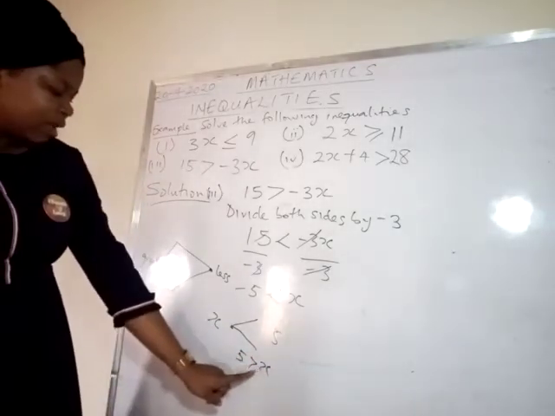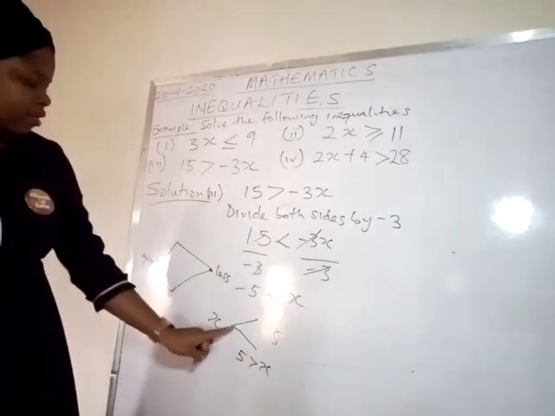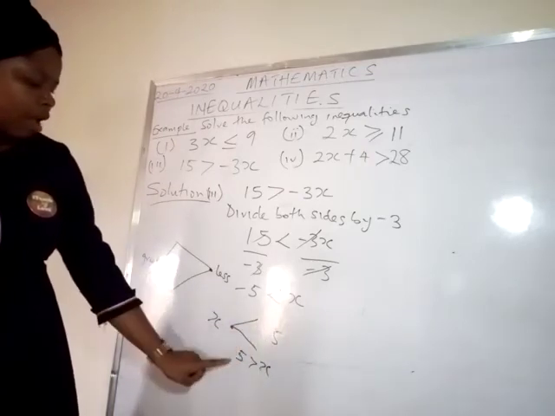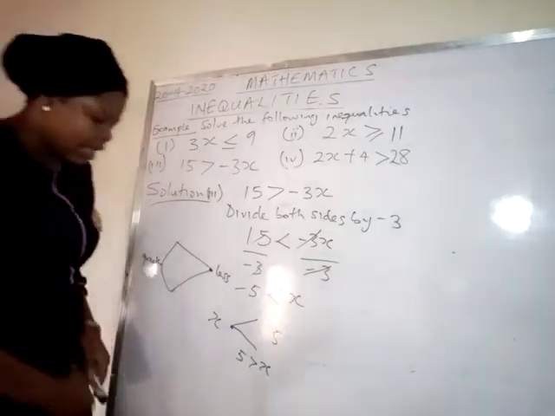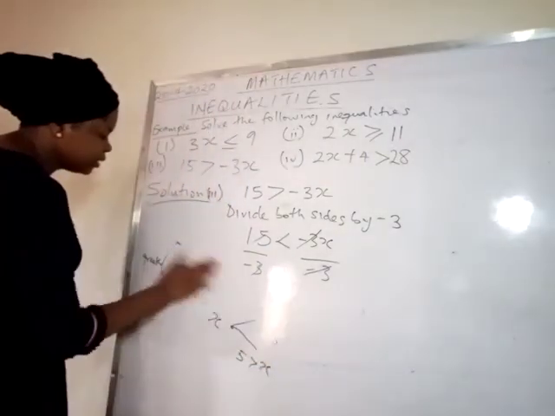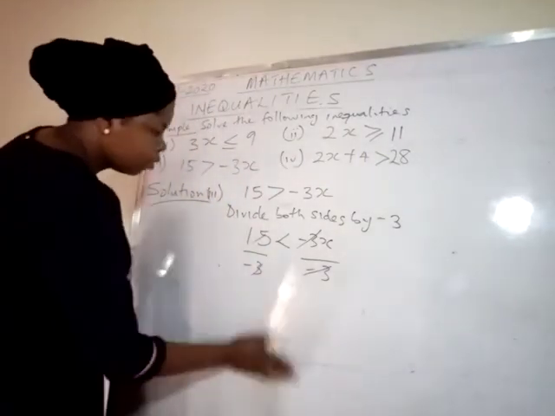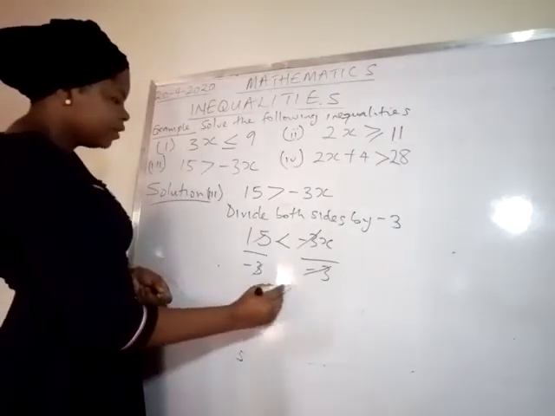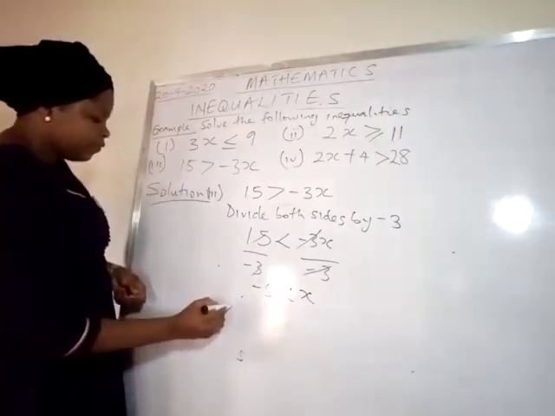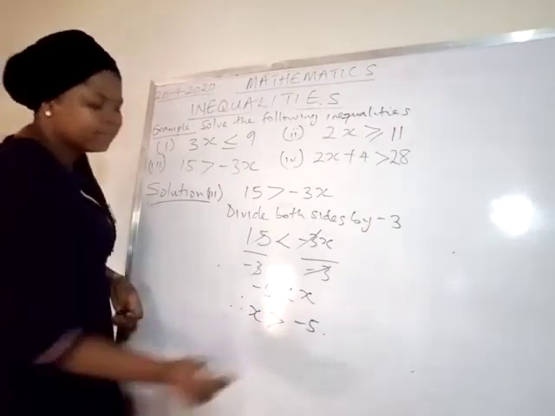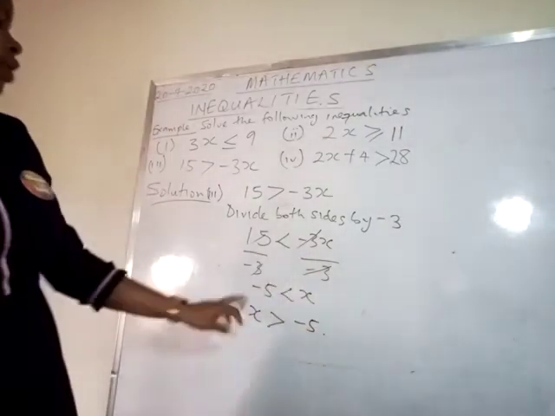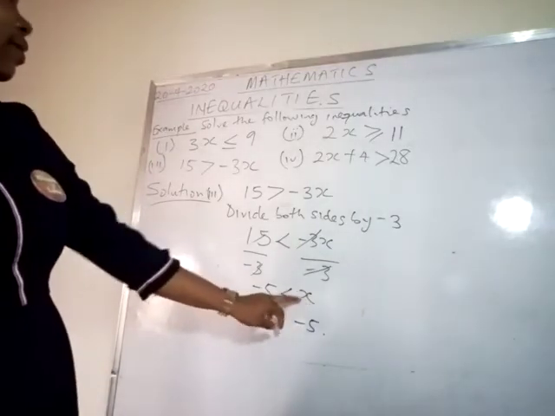You can see it's the same thing. Look at x, look at the edge. Look at 5, look at the open mouth with x. So always note that when you have something like this, here I have minus 5 is less than x, and therefore it means my x is greater than minus 5. Do you see that now? Minus 5 is less than x, so x is greater than minus 5.